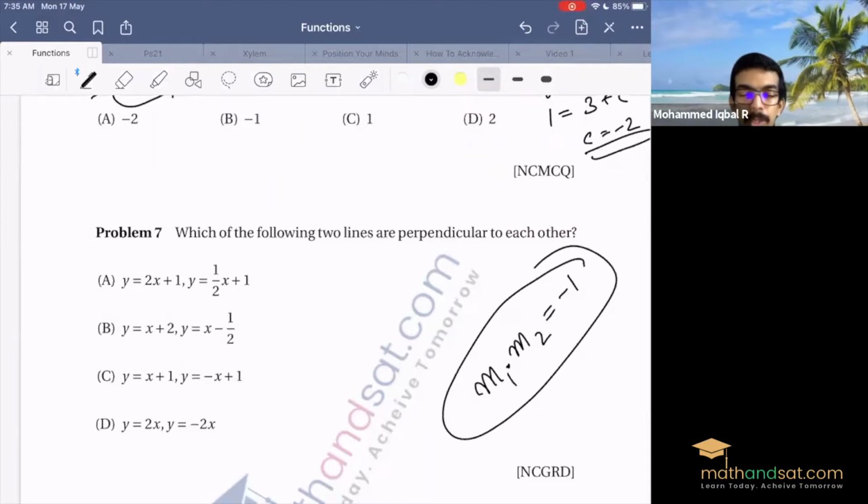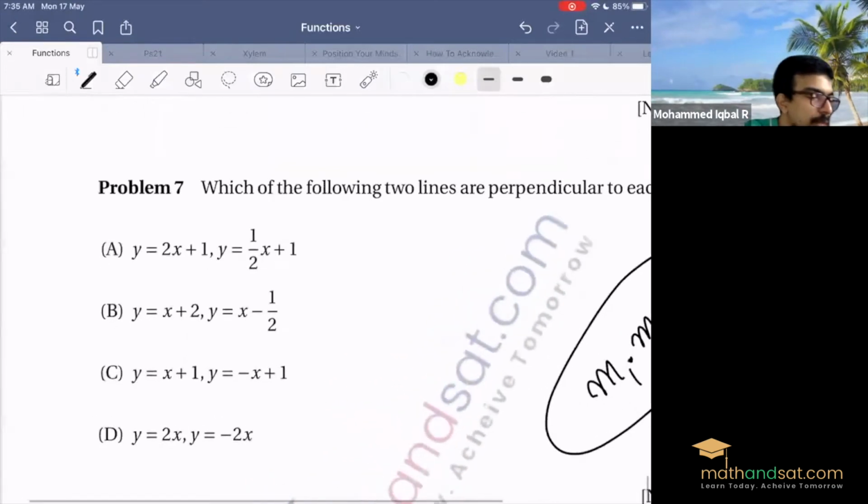Okay. So look for that kind of pairs. 2 and -1/2. 1 and -1. If it's 3, it's -1/3. And so on. Now look for those kind of pairs.